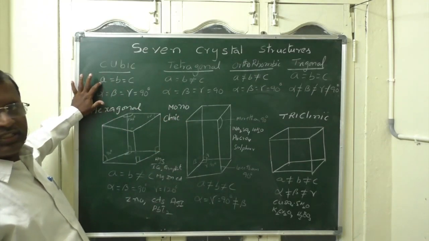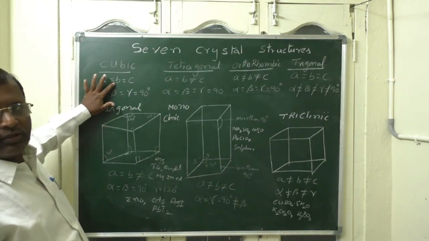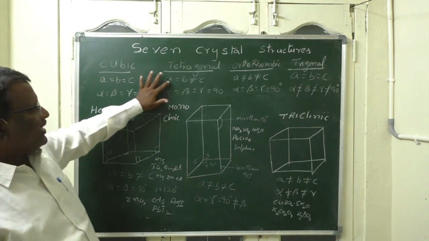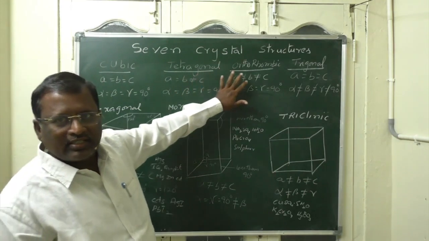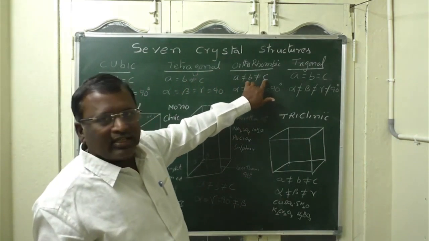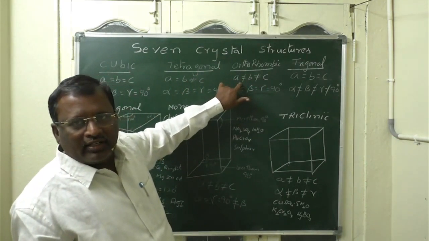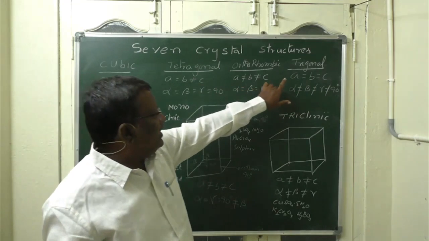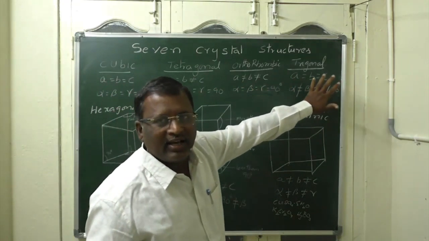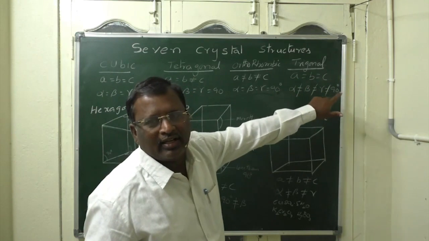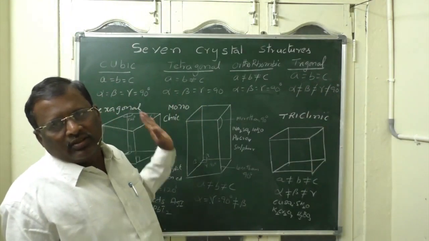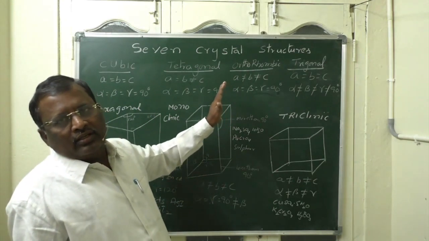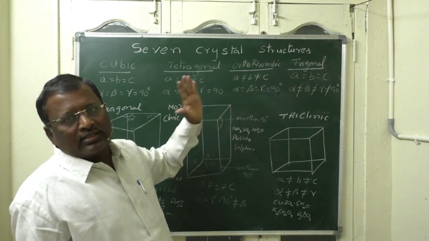For the first structure, cubic structure, A is equal to B is equal to C. For the second structure, A is equal to B but not equal to C. For the third structure, A, B, C are not equal, with different distances. And here in the fourth one, A, B, C are equal, but alpha, beta, gamma are not equal to 90 degrees. So, this is the easy way to remember these structures.